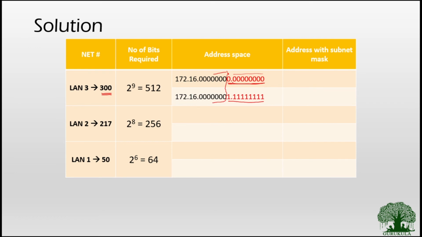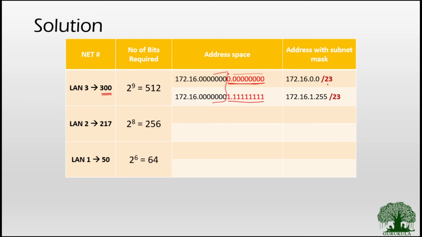Only the red color part has to be moved from all zeros to all 1s. When I do that, and then again convert that into dotted decimal representation, I will get 172.16.0.0 and 172.16.1.255 as the ending address.